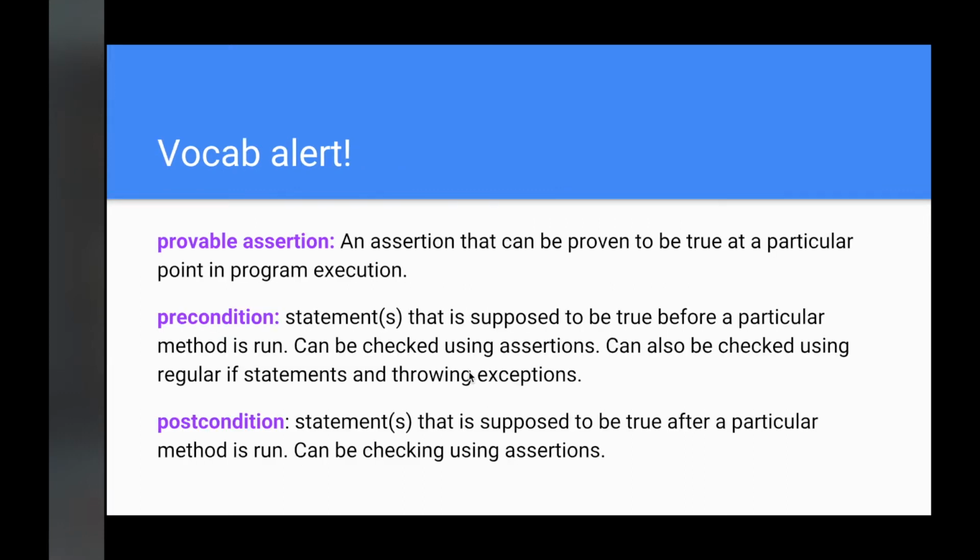Some vocab. A provable assertion is an assertion that can be proven true at a particular point in a program's execution. A precondition is a statement or statements that is supposed to be true before a particular method is run. It can be checked using assertions. It can also be checked using a regular if statement and throwing exceptions explicitly. A postcondition is a statement or statements that is supposed to be true after a particular method is run, and it can be checked using assertions.